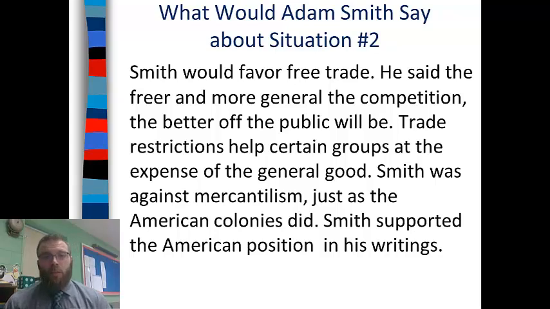Adam Smith would favor free trade. Okay, he said that the freer and more general the competition, the better off the public will be. Okay, remember, laissez-faire is the term that we're going to keep using here. Okay, free competition, a free market, no government restrictions. So when trade is restricted, it really helps certain groups over other groups, which is not for the general good. Okay, Smith was opposed to mercantilism because he really wanted everybody to have a fair shot. He didn't want everything to be power-based. He wanted people to have a little bit more freedom and liberty to make money as they chose to.